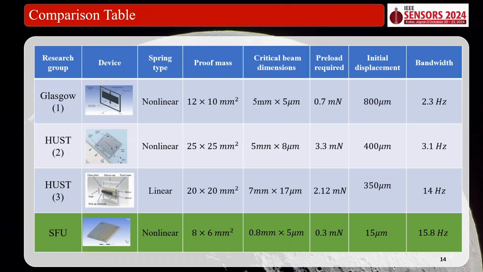This is a comparison table between our work and other similar works. You can see that the proof mass size drop, and the preload required is much less than the others, and the proof mass is still smaller than the other one. And the final one is the bandwidth of each sensor.